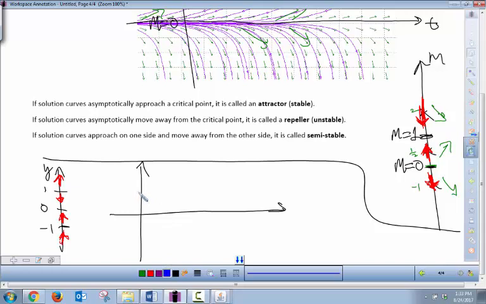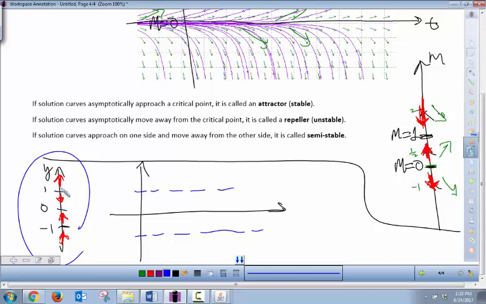So, if you have an autonomous differential equation, and all you did was this one-dimensional graph on the left side over here, by finding critical points and figuring out whether they're attractors or repellers, right? You should be able to draw a family of curves from that.